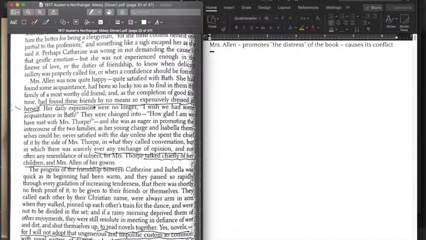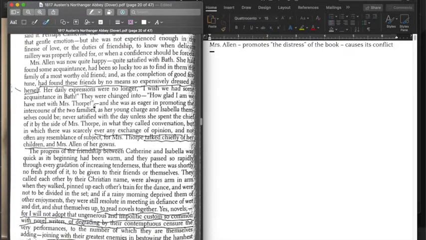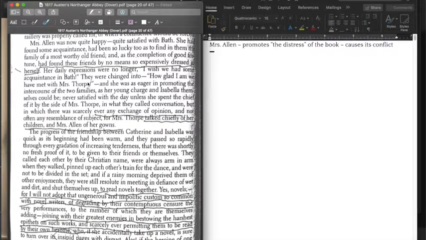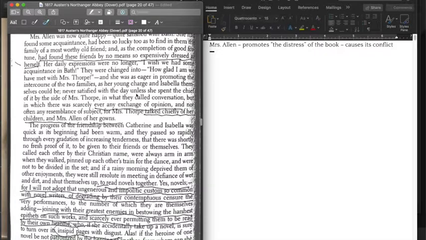Okay. "Her daily expressions were no longer, 'Oh, I wish we had some acquaintance in Bath.' They were changed into, 'How glad I am we have met with Mrs. Thorpe.' And she was eager in promoting the intercourse of the two families," that means, like, interactions, "as her young charge and Isabella themselves could be. Never satisfied with the day unless she spent the chief of it by the side of Mrs. Thorpe, in what they called conversation." That's some shade there.